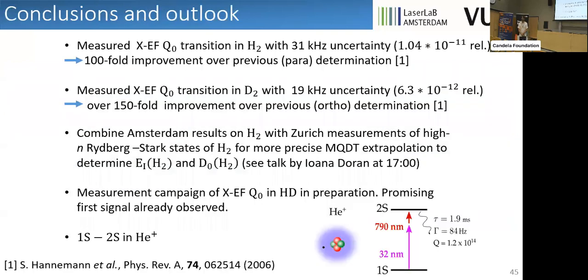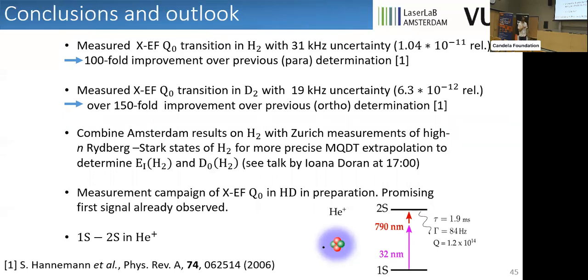And that then brings me to the conclusion. So we measured the X2EF transition, Q0 transition in H2 and D2. In H2 with 31 kilohertz uncertainty, which is about 1 times 10 to the minus 11 relative uncertainty. In D2 with 6 times 10 to the minus 12 relative uncertainty.